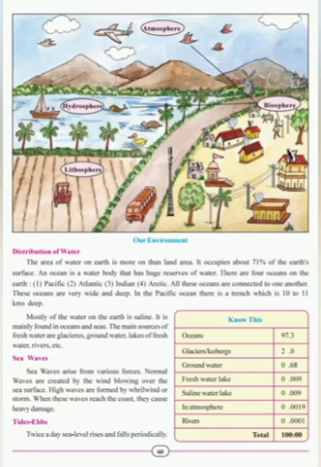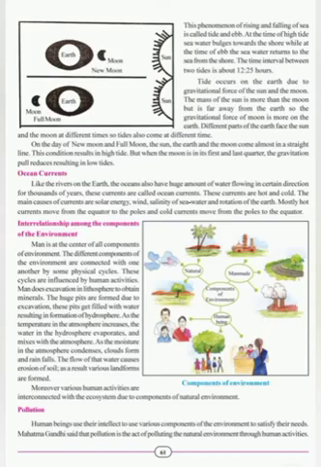Tides, ebbs. Twice a day, sea level rises and falls periodically. This phenomenon of rising and falling of the sea is called tide and ebb. At the time of high tide, sea water bulges towards the shore, while at the time of ebb, the sea water returns to the sea from the shore. The time interval between two tides is about 12 hours and 25 minutes. Tide occurs on the earth due to the gravitational force of the sun and the moon.